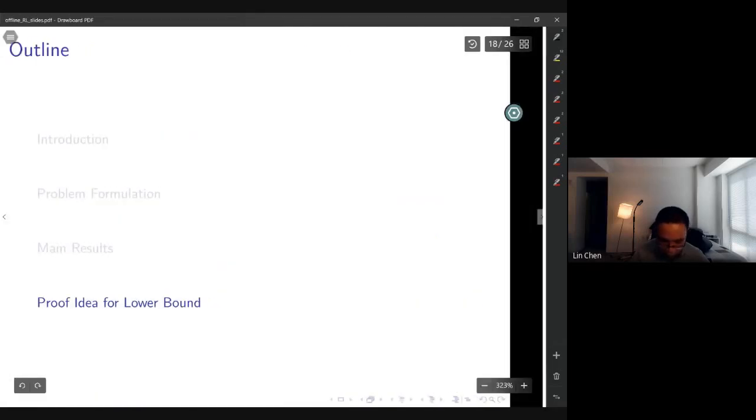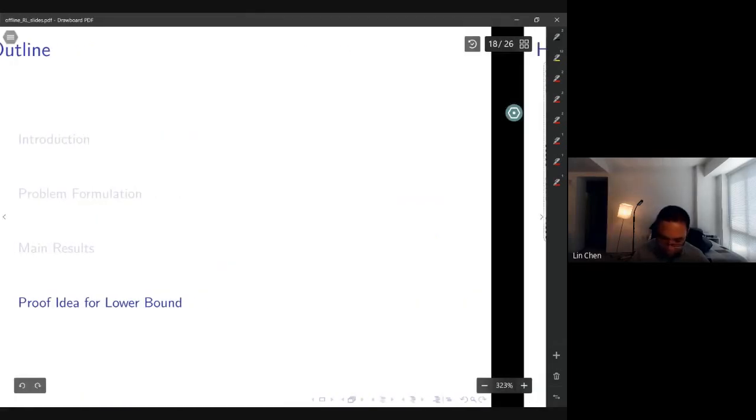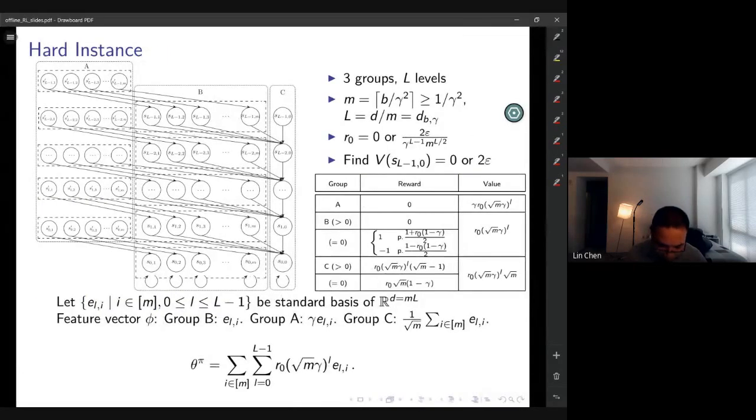Okay, so let's move on to the proof idea for the lower bound. Here, this is the hard instance, and the technique used here is the error amplification technique introduced in Wang et al., and also the construction in the Amartya paper that says infinite data cannot suffice. So let me give an overview of the hard instance.